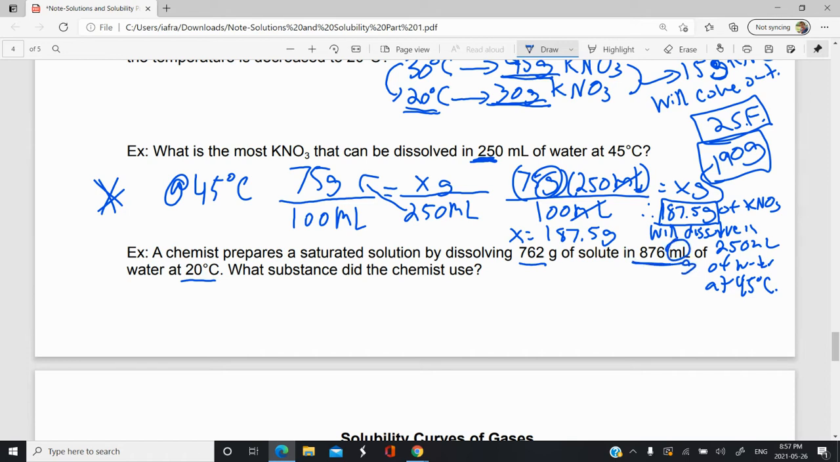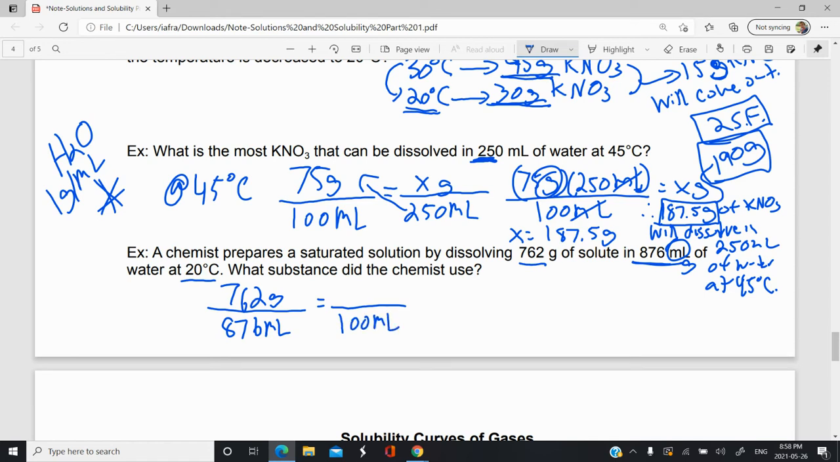Again, mils and grams of water specifically are the same thing because water's density is 1 gram per mil. Meaning if you have 1 gram of water, you have a mil of water. Okay? So let's go ahead and make our ratio. So we said we have 762 grams of some substance in 876 mils of water. Now the ratio would be maintained if you had 100 mils of water, okay? And so I need to find what this gram value is there.